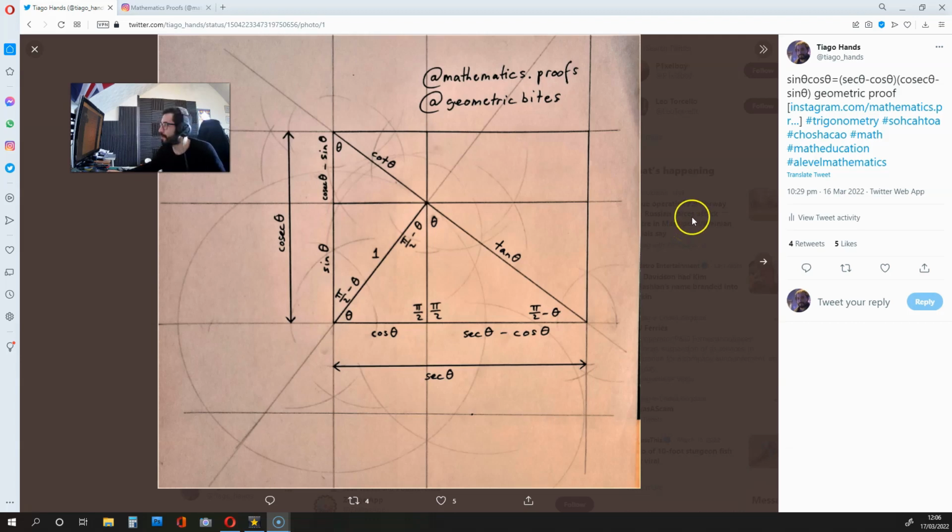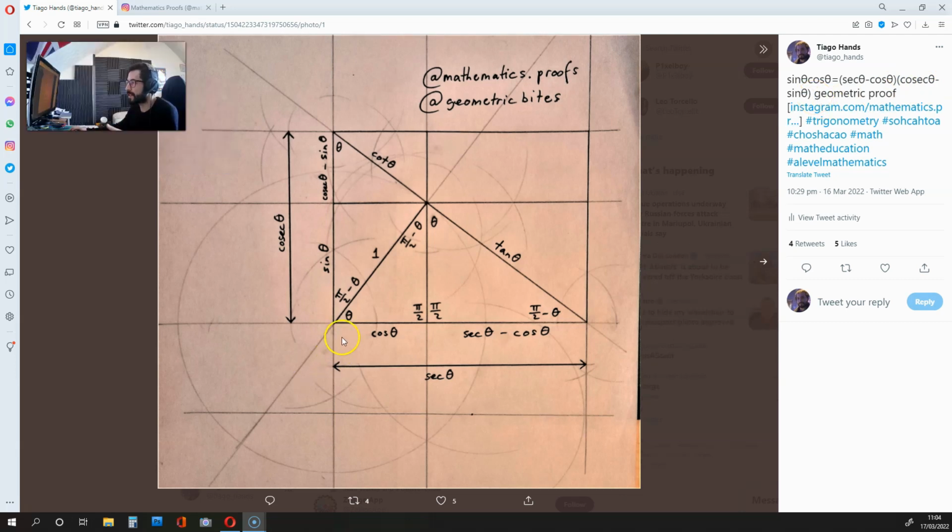Hello, in this video I'm going to be showing you how to prove that sine theta cos theta is equal to sec theta minus cos theta times cosec theta minus sine theta geometrically. To prove this, the unit circle is required, and also the right angled triangle sec theta squared plus cosec theta squared is equal to cot theta plus tan theta squared.